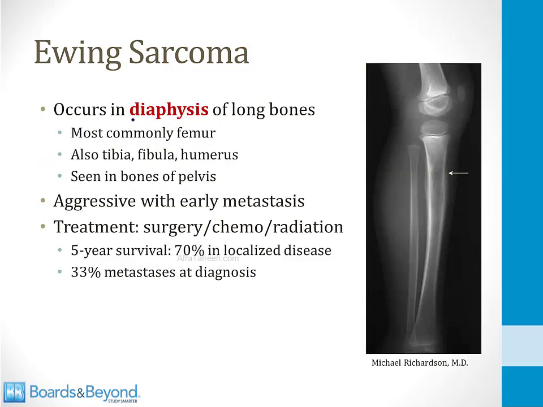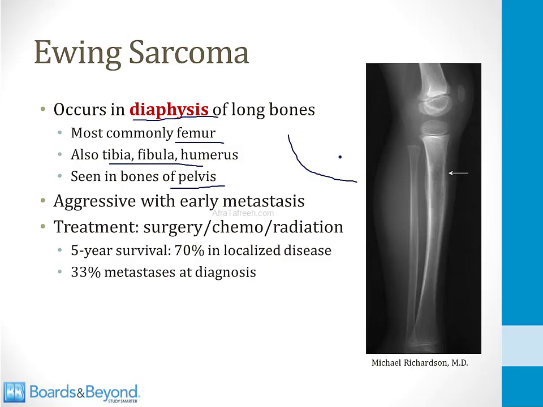Ewing sarcoma occurs in the diaphysis of long bones. Remember, the diaphysis is the straight part or shaft of a long bone. Most commonly, it's the femur, and remember what I told you before, most bone tumors occur around the knee. You can also see Ewing sarcoma in the tibia, fibula, or humerus. It's also sometimes seen in the bones of the pelvis.